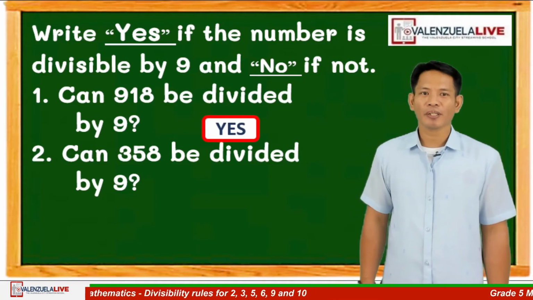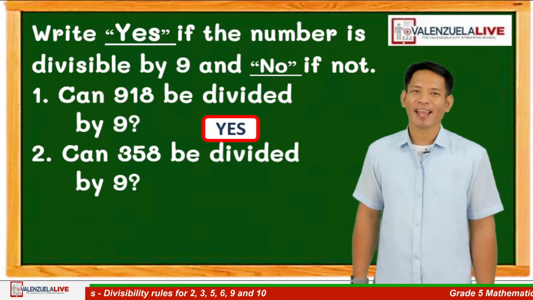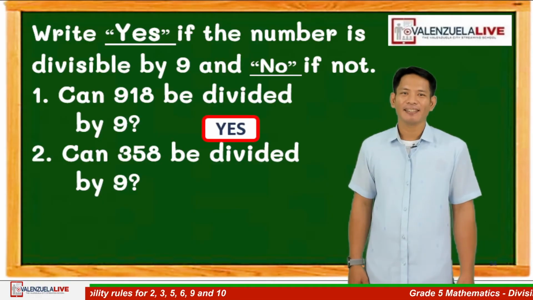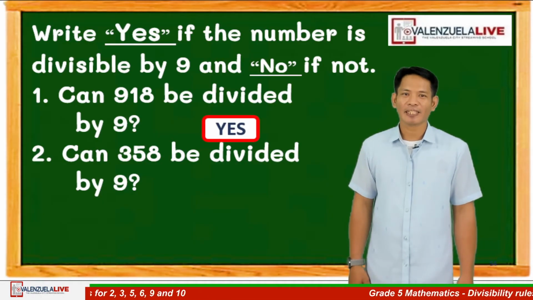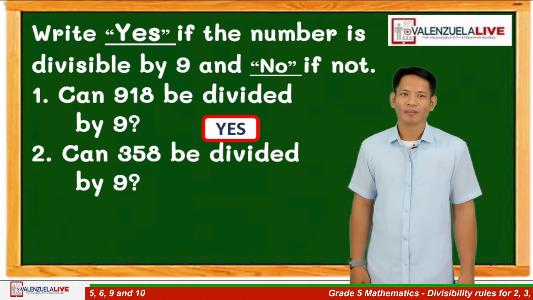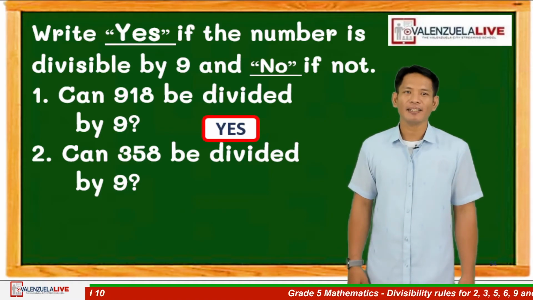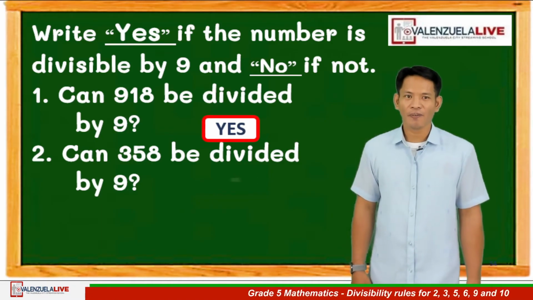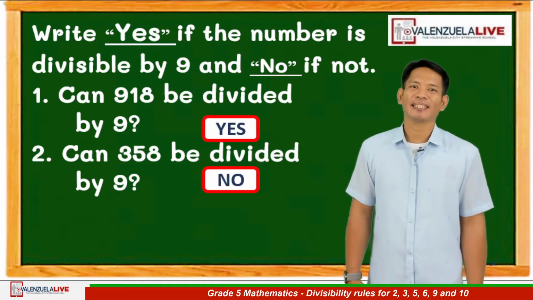How about in number 2? Can 358 be divided by 9? 3 plus 5 plus 8 is 16. Is 16 divisible by 9? No, and therefore, the answer is no.